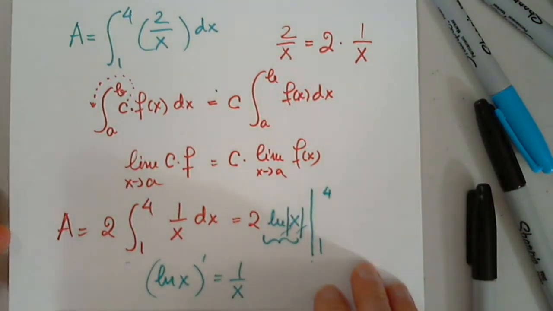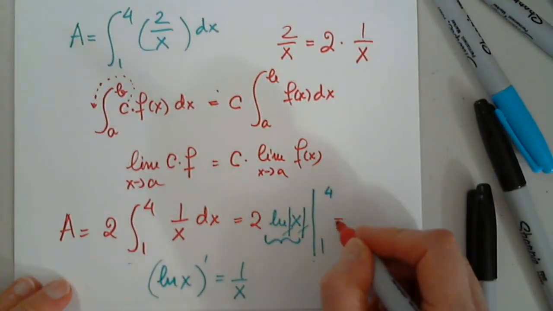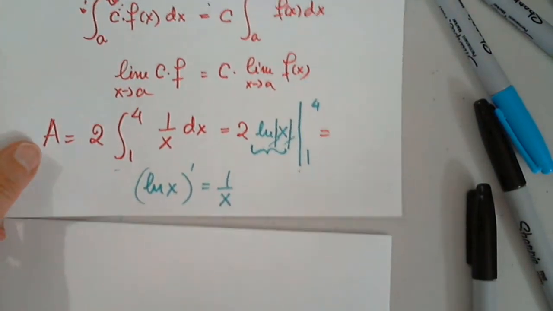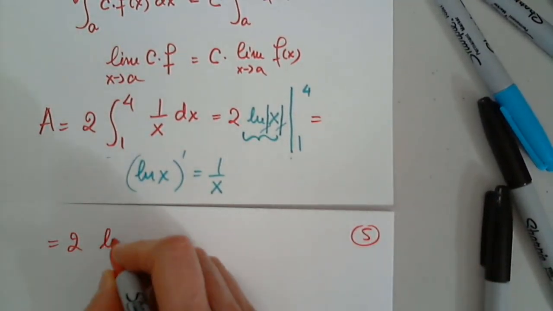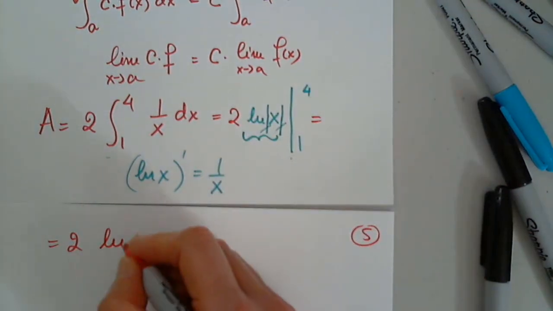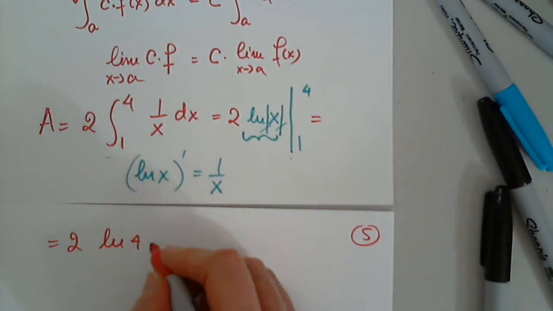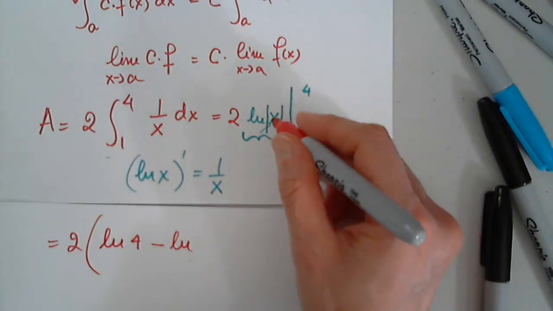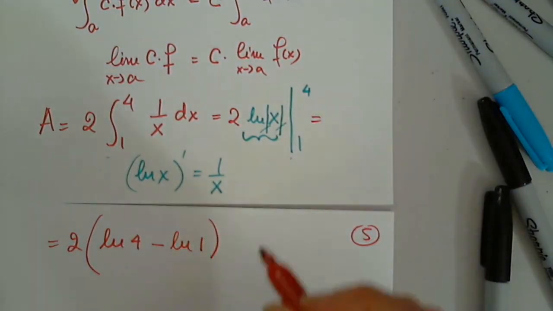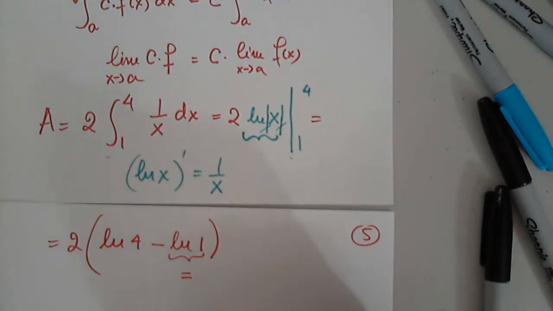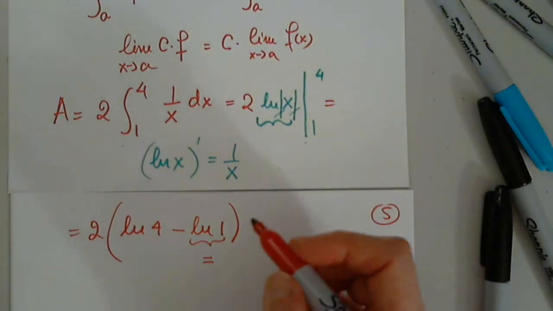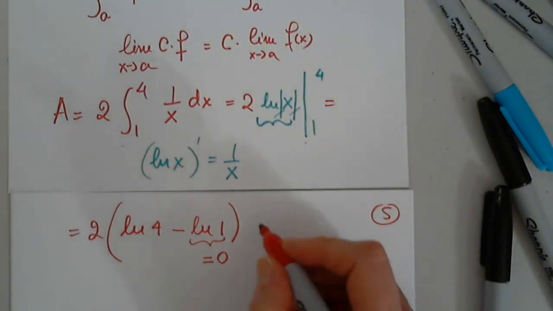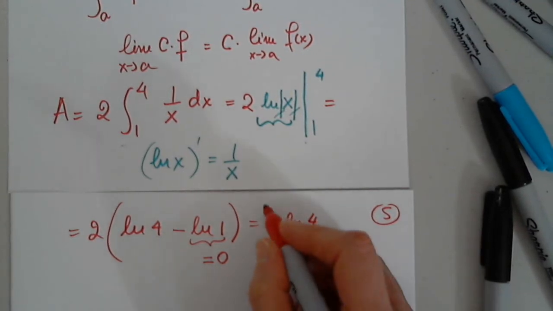Okay. So we continue, we didn't finish. That equals, we keep the 2 outside. And now we apply natural log, we plug in 4. There is no need for the absolute value, it's a positive number, minus natural log when we apply 1, when we replace x by 1. So what does this equal to? If you don't remember, just put it in the calculator. That is 0. So this is 2 natural log 4.